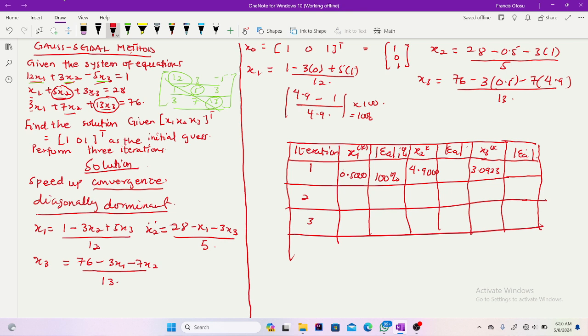79.59. Okay, so we are getting 79.59 for x2. So it's in percentage. It's in percentage. So let's see.